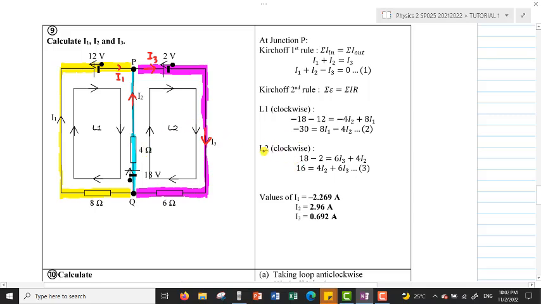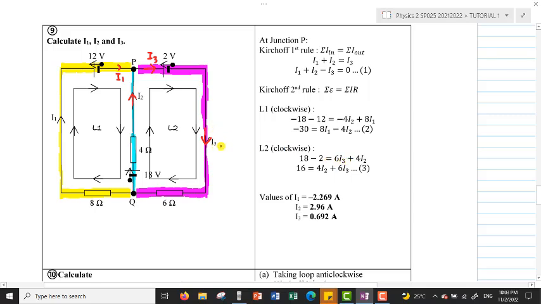Then we get another equation using the second loop on the right-hand side. We travel loop 2 in clockwise direction. Comparing the direction of the 18 volt EMF with the direction of loop 2, the direction is the same, so it will be positive 18. Then the direction of the 2 volt EMF compared with loop 2 is opposite, so we have negative 2 for the 2 volt EMF. Then this equals the product of current with resistance.